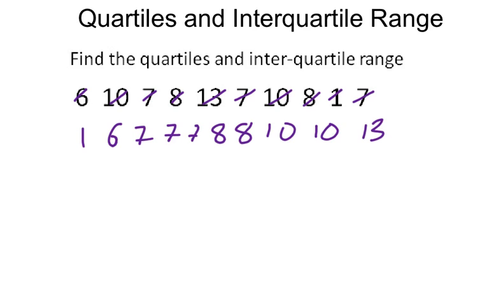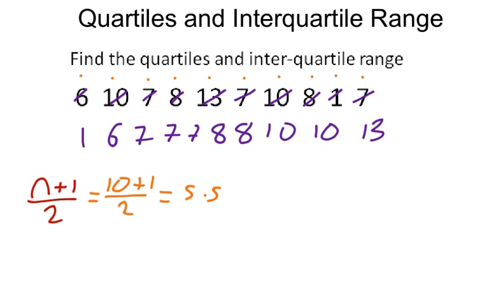Once again, to find the median, we count how many bits of data there are. 1, 2, 3, 4, 5, 6, 7, 8, 9, 10. And we do n plus 1 divided by 2, which in this case is 10 plus 1 divided by 2, which is 11 divided by 2, which is 5.5. What that tells us is we want the value halfway between the 5th and the 6th value. So 1, 2, 3, 4, 5, 6. So the median is halfway between 7 and 8. So in this case, the median is 7.5.